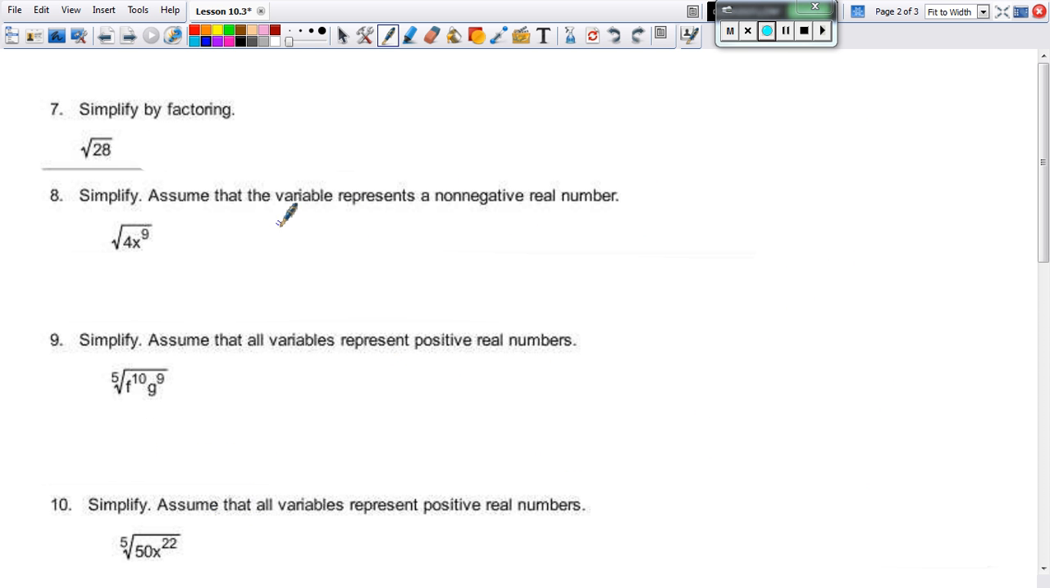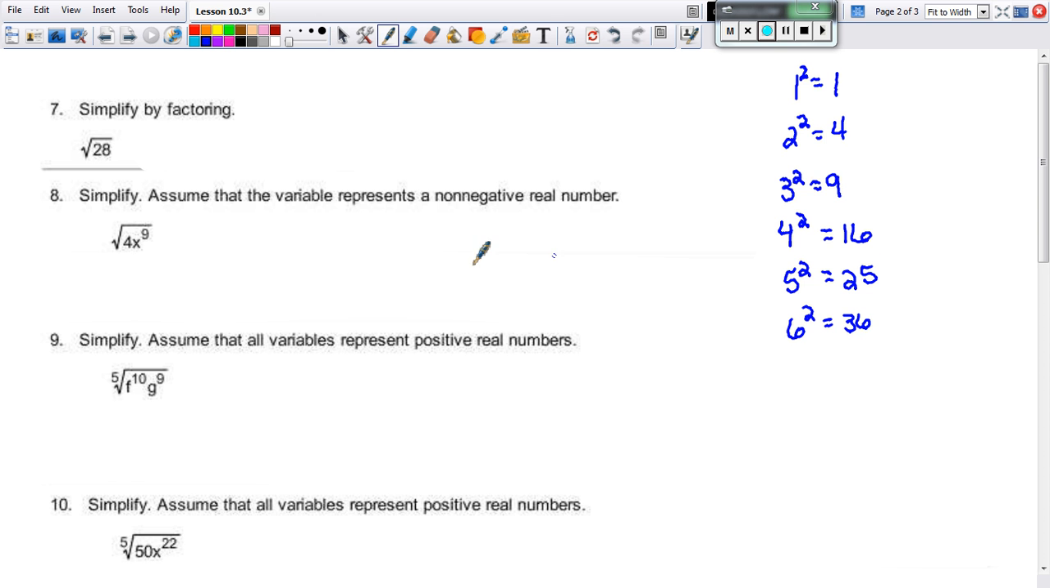Okay, number 7, simplify by factoring. Since this is a square root, I'm going to make a list of squares. 1 squared is 1. 2 squared is 4. 3 squared is 9. 4 squared is 16. 5 squared is 25. 6 squared is 36, and those are the only ones I need because the number is 28, so I've already gone past that.